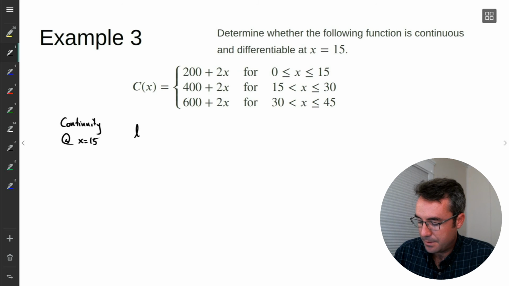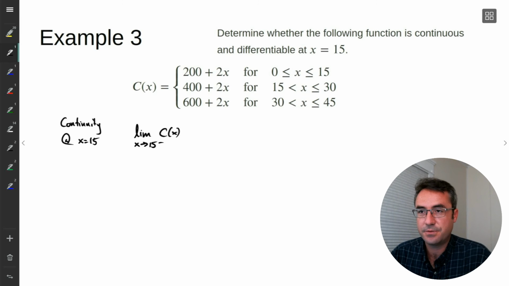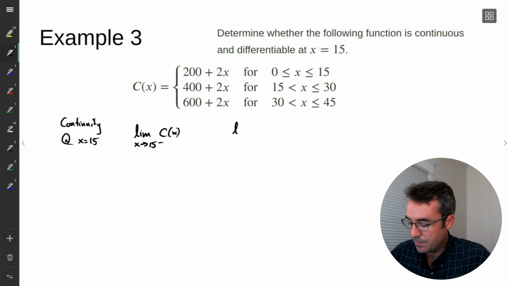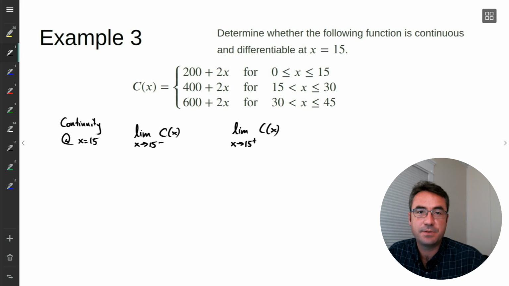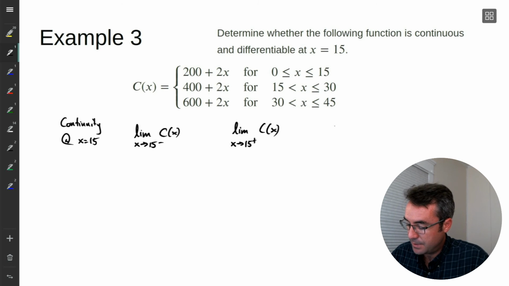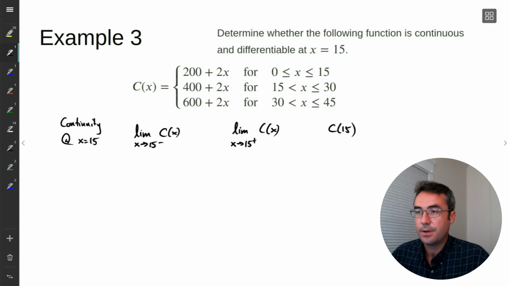We need to do the left-hand limit of our function as x approaches 15. We need to do the right-hand limit of our function as x approaches 15 from the right. And then we also need to plug 15 into our function. And for continuity, we need all three of these values to be equal.